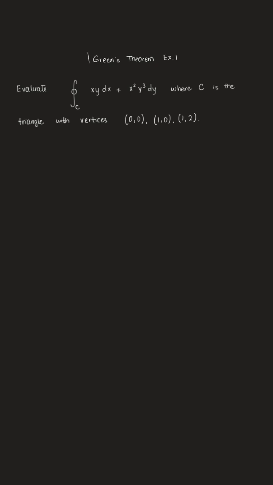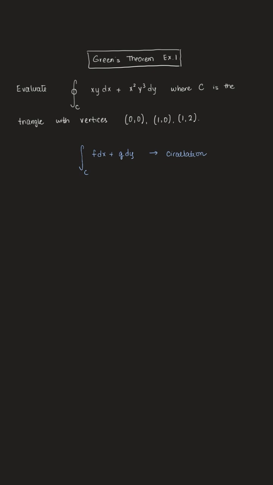Okay, in this video, we're going to look at our first example of our application of Green's theorem to evaluate a line integral. So we want to evaluate the integral over the closed curve of xy dx plus x squared y cubed dy. Now, notice that the given integral, as it's written, is in the form integral of f dx plus g dy, which we know to be a circulation integral, as opposed to a flux integral.